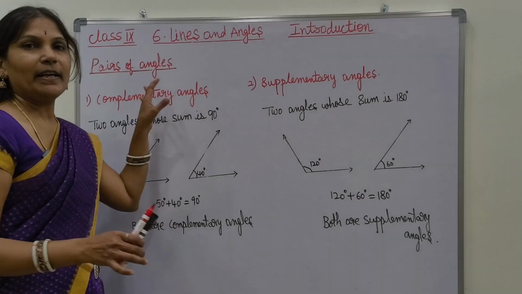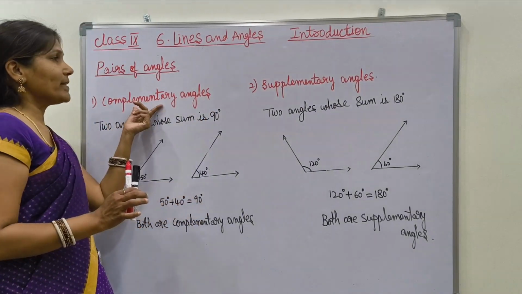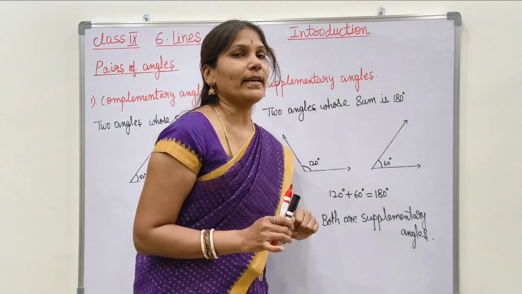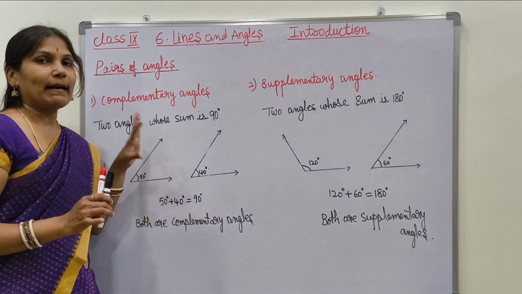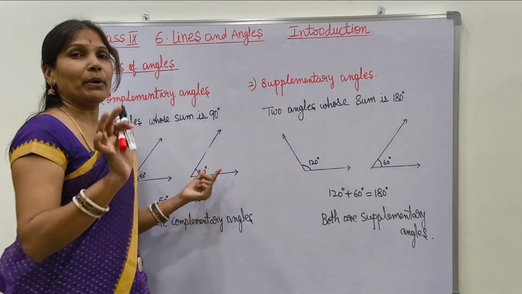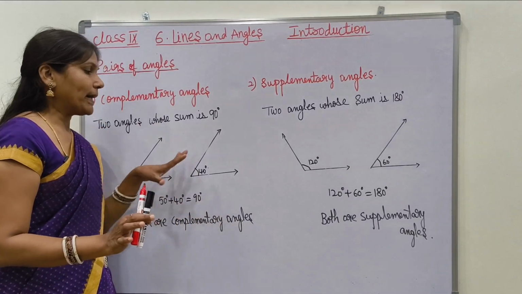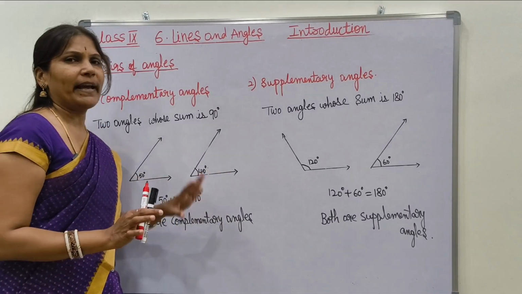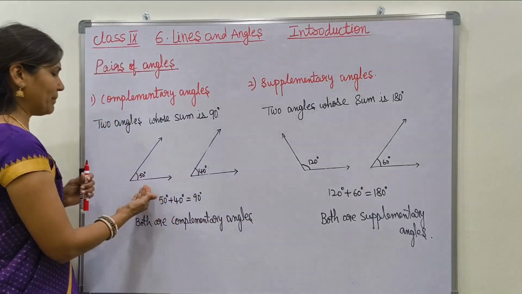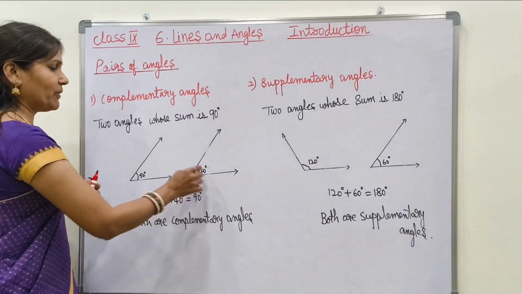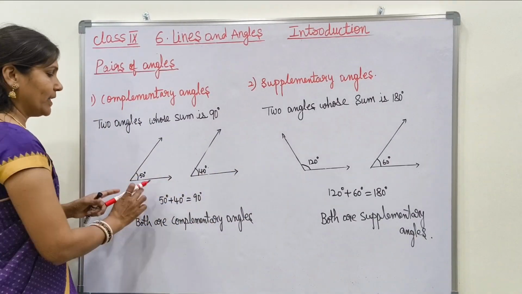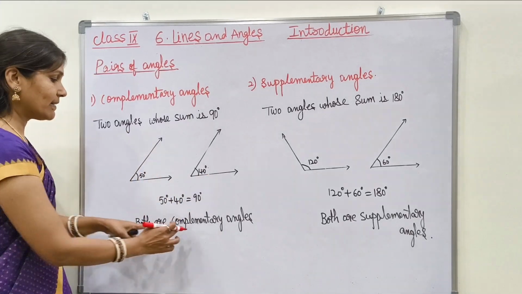Okay, now we will learn pairs of angles. What are complementary angles? What are supplementary angles? Complementary angles means any two angles whose sum is 90 degrees are called complementary angles. Example, take any two angles. I am taking 50 degrees and 40 degrees. 50 plus 40 is how much? 90 degrees.